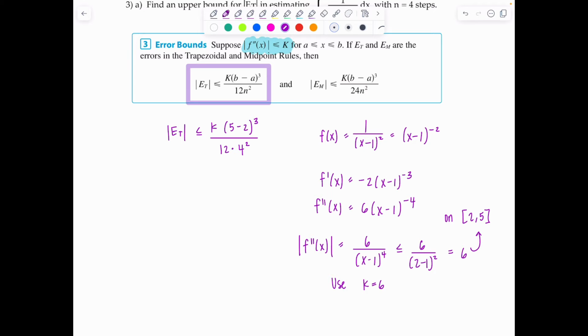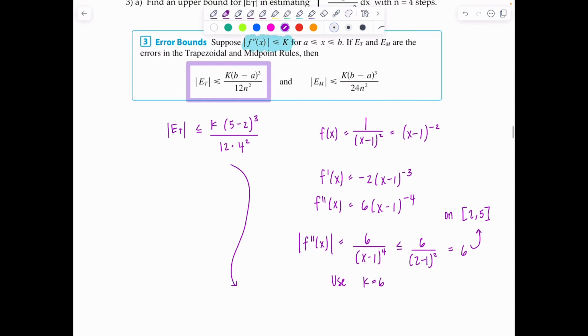k is just an upper bound on the second derivative. It's not necessarily the max, right? An upper bound just has to be something that bounds that derivative or that function from above. The function may never even achieve that value. There's a difference. Okay, so let's proceed using k equals 6.